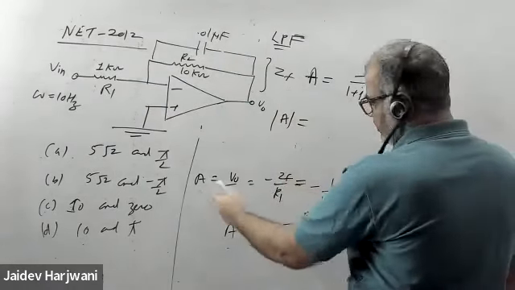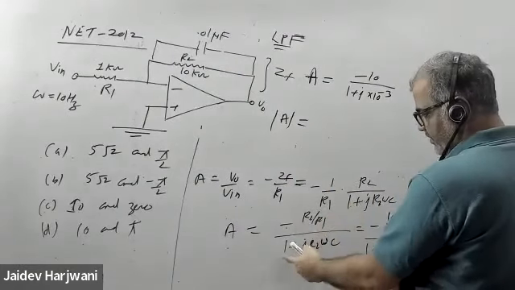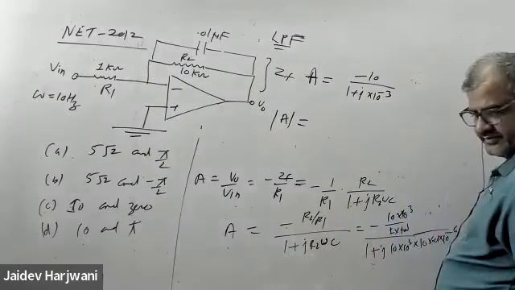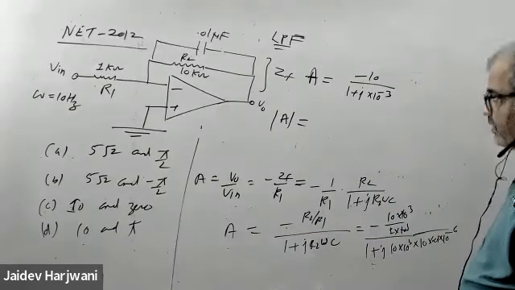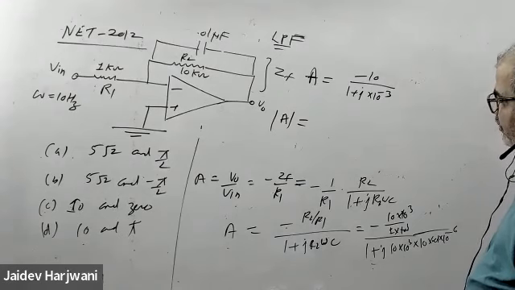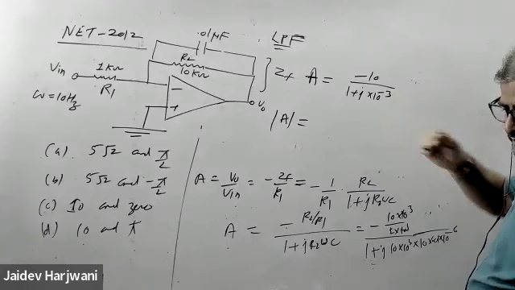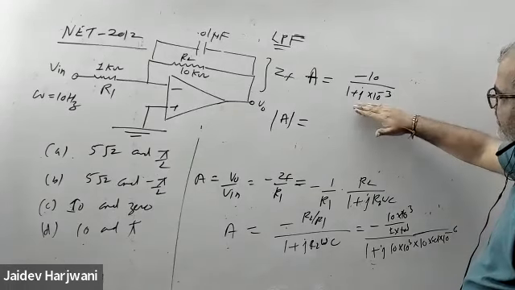V output upon V input. So this is minus R2 upon R1 times 1 plus j R2 omega C. Calculation part is okay, sir, but how to proceed? You calculated the gain. Then this is the gain.